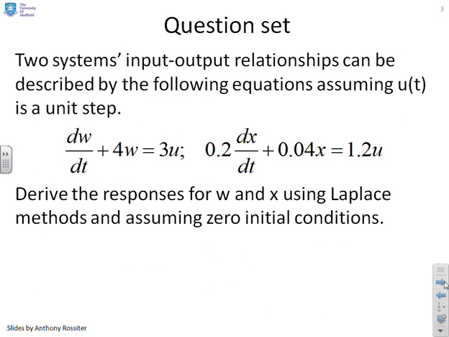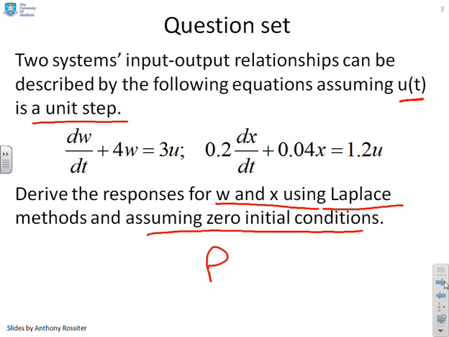First question then. You're given two systems here represented by first-order differential equations, and in both cases we're going to assume that the input u is a unit step. What we'd like you to do is derive the responses for w and x using Laplace methods and assuming zero initial conditions. So now is the time for you to press the pause button and try this, because I'm now going to continue and look at the solutions.